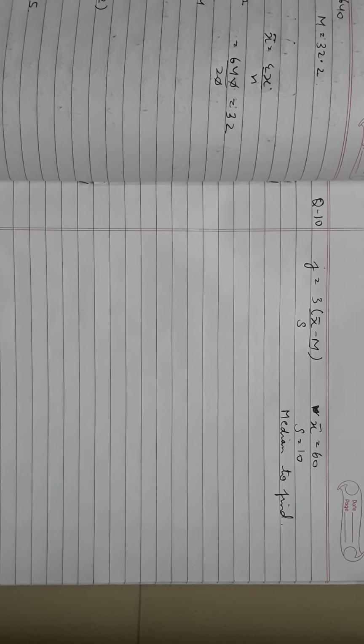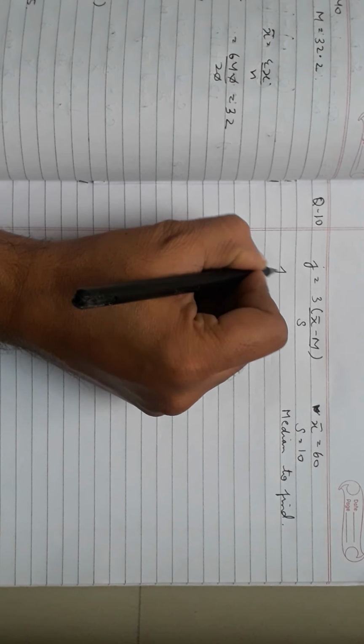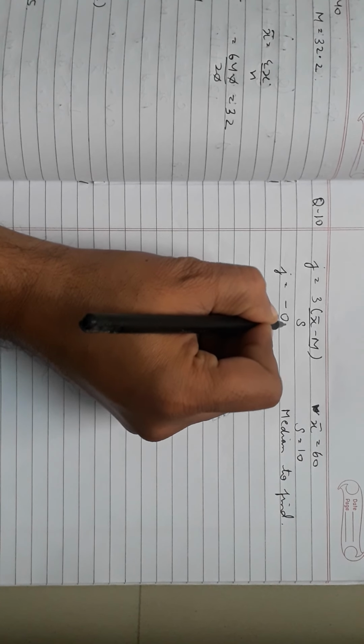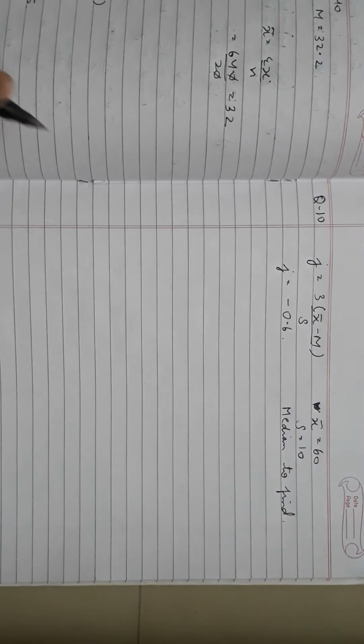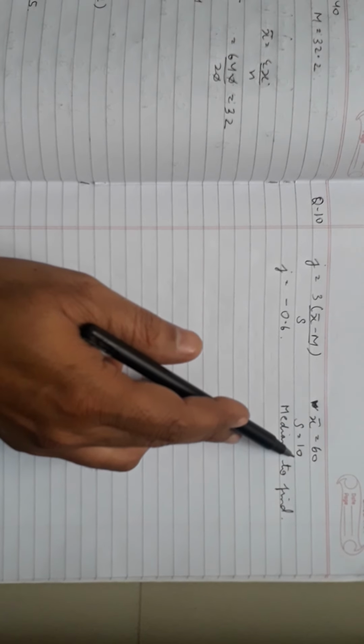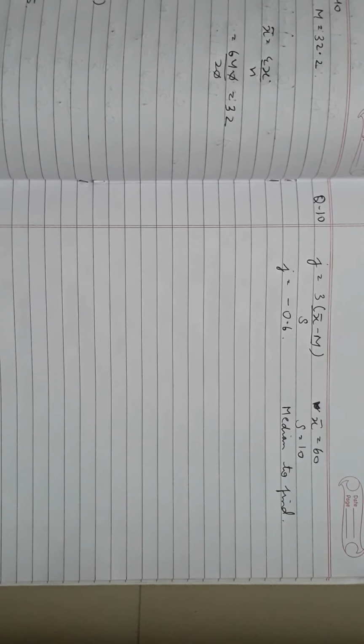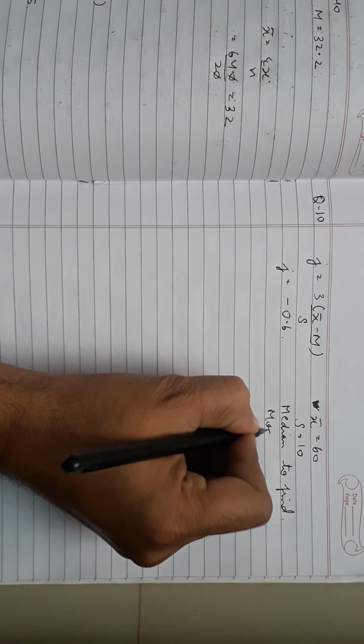Now question number 10. What is given in that? The Karl Pearson coefficient of skewness for a data set is minus 0.6. J is given as minus 0.6. Mean x bar is given as 60, S is given as 10, the standard deviation. We have to find out the median and the mode also.